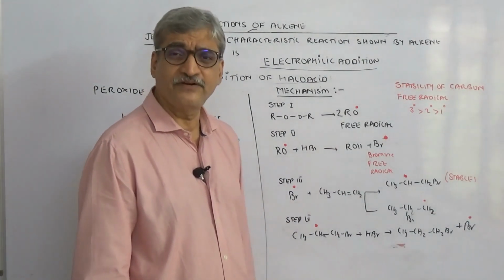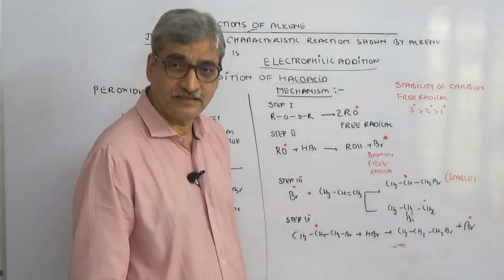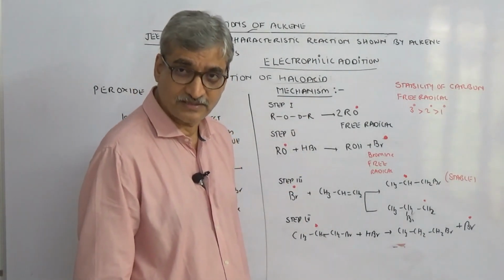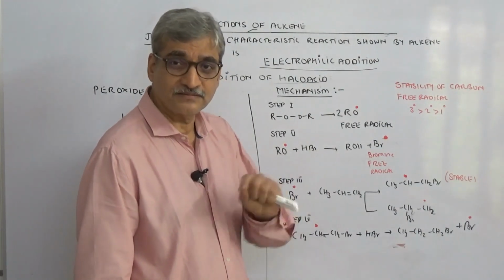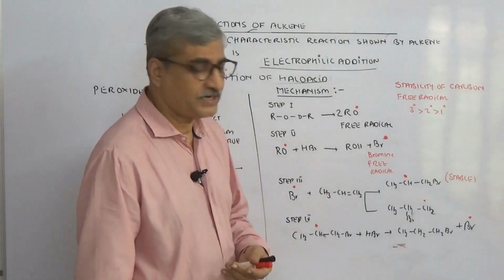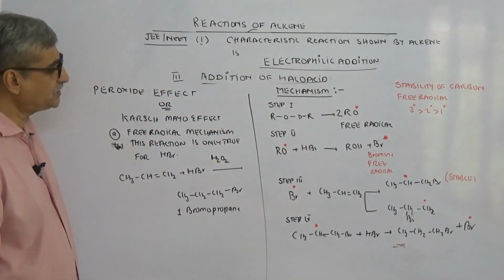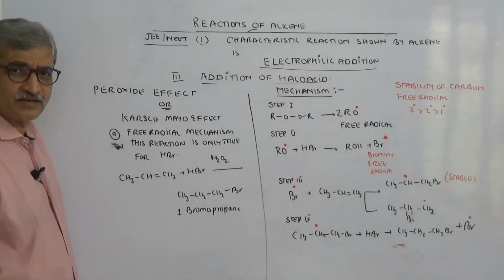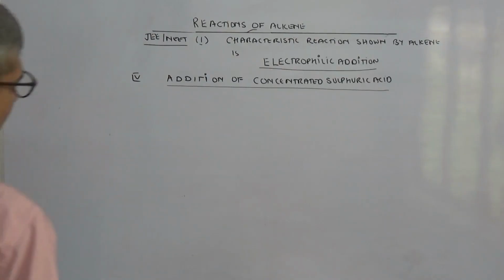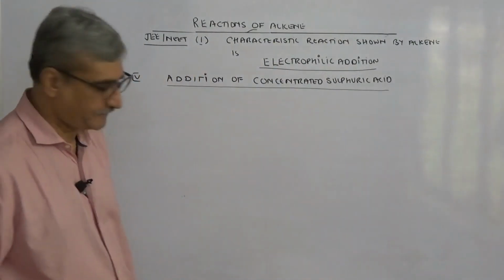You will tell me, sir, if it is endothermic, why not supply heat? If we supply heat, the peroxide will decompose very fast. Is this point clear? It is a case of whether the egg is first or the chicken is first. So we take it for granted that it's not reacting. So this is about the Kharasch-Mayo effect, peroxide effect, or anti-Markovnikov addition. Is this clear?